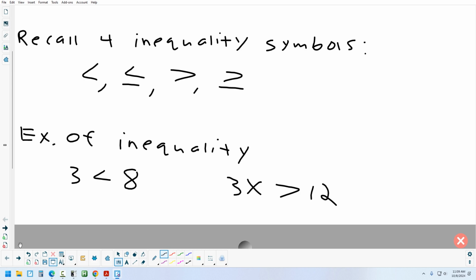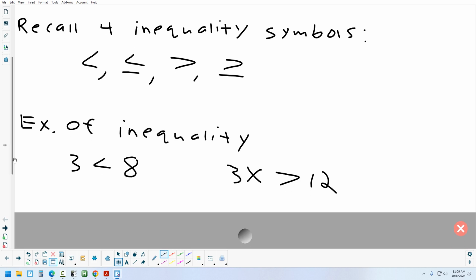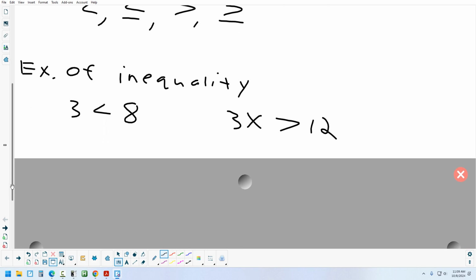So there's a couple examples of inequalities. The one on the left is just a true statement, 3 is less than 8. The one on the right has a variable in it. So it could be true if we pick a value for x that works. And we'll talk about a couple values that work and don't work in a second.